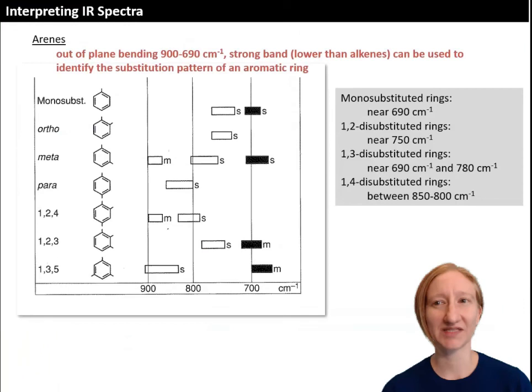And this out-of-plane bending is actually quite information-rich, even though it's in the fingerprint region, and it can tell us about the substitution pattern of the arene ring. This chart is a guide that tells us that a monosubstituted arene, one with only one group on it, will have peaks around 750 and around 700 wave numbers, while an arene ring with two groups right next to each other, an ortho-disubstituted ring, will have only one stretching band around 750. So again, we can use these out-of-plane bending vibrations to help us distinguish between different substitution patterns of arene rings.